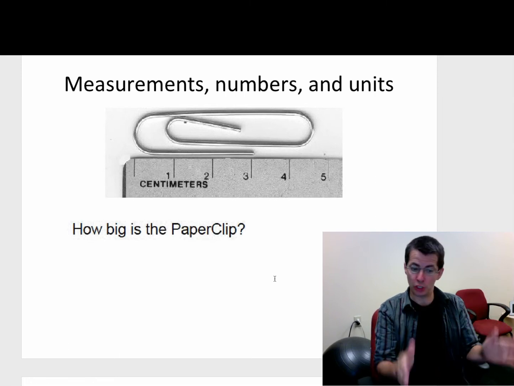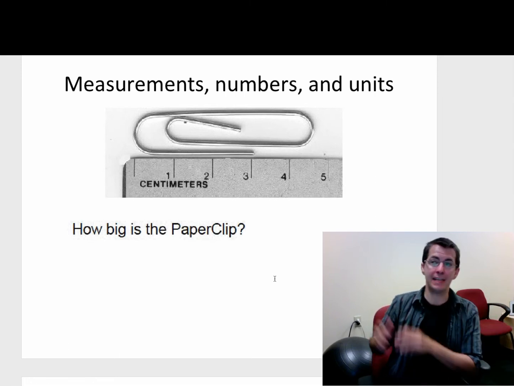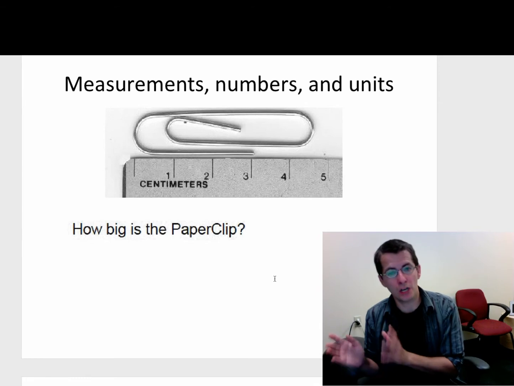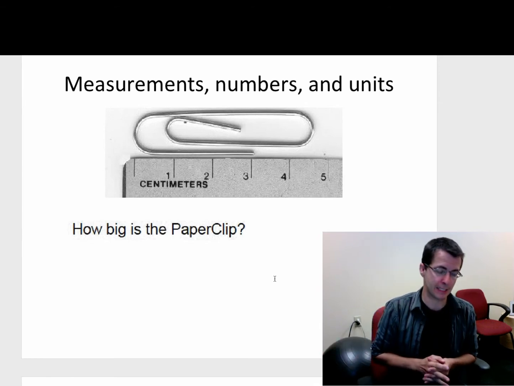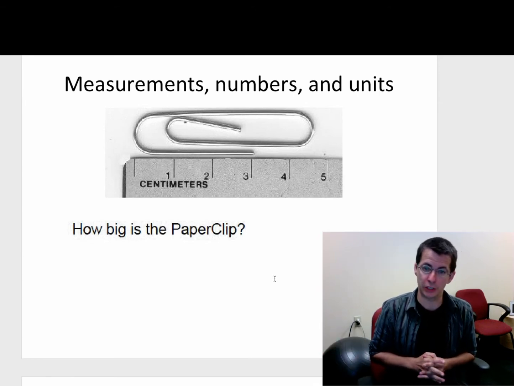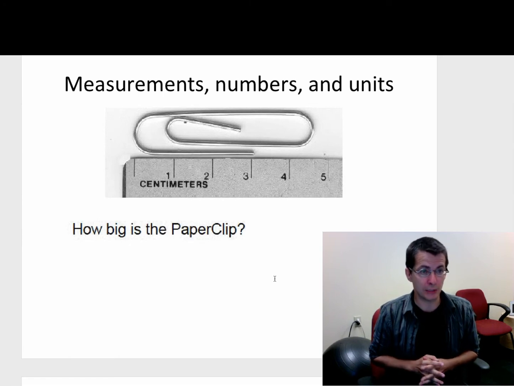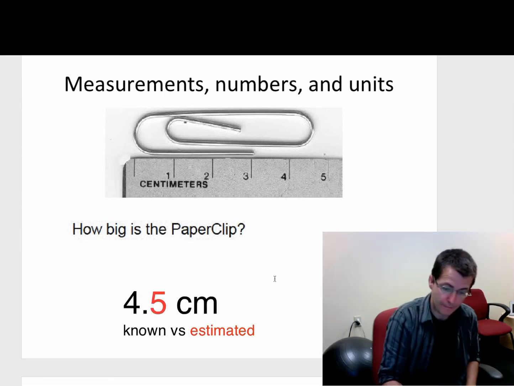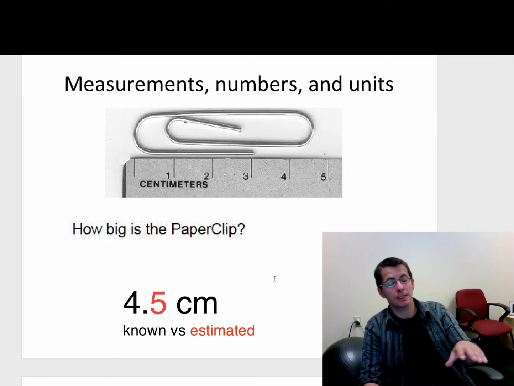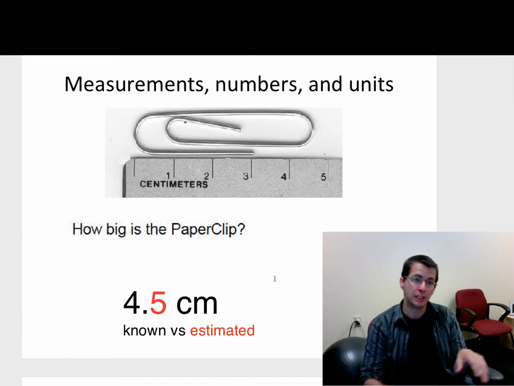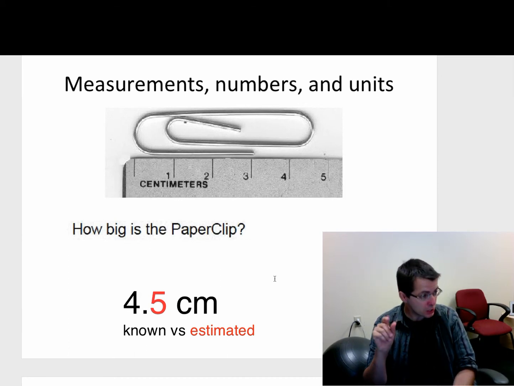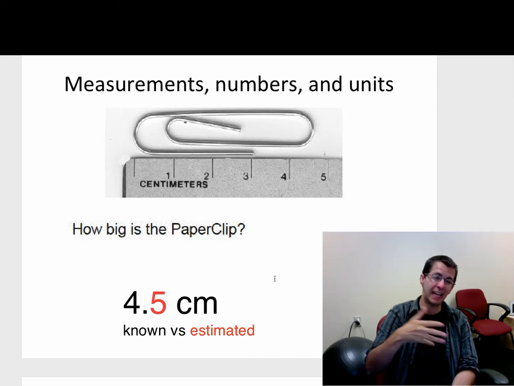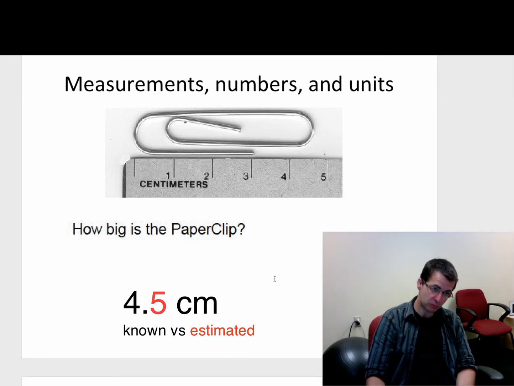We have a number that we're sure about, the 4, and we have an estimated digit, a number we're unsure about, one that has a certain level of uncertainty associated with the measurement. So we always have to deal with this certain digit and uncertain digit. And the uncertain digit is the one usually at the end of our measurement.